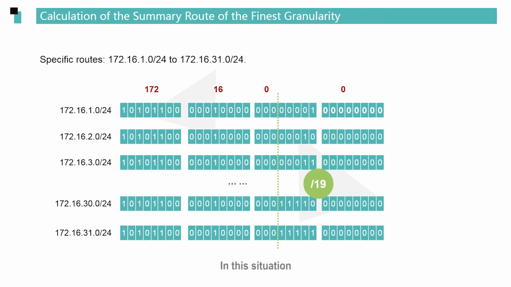In this situation, we can determine the summary route. Set the first 2 bytes to 172 and 16, the other 2 bytes to zeros, and the mask length to 19. We get the summary route 172.16.0.0/19. That's all for today.